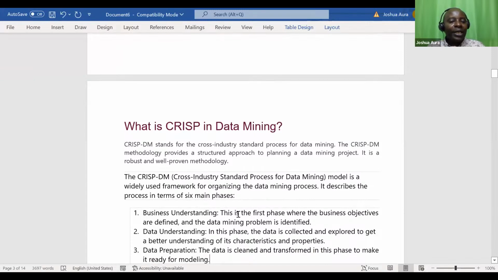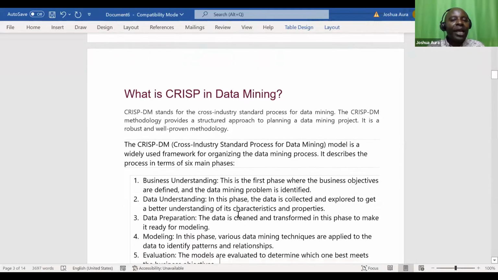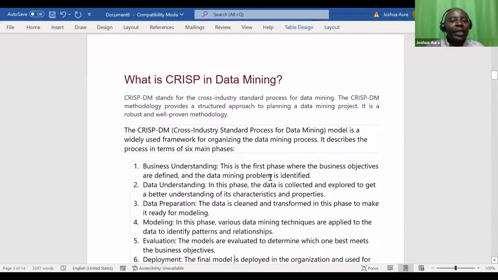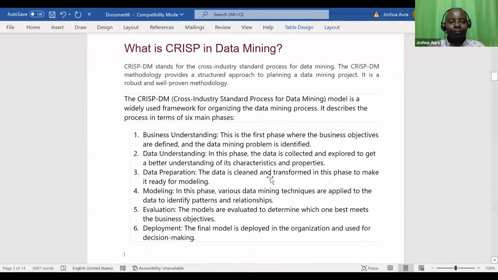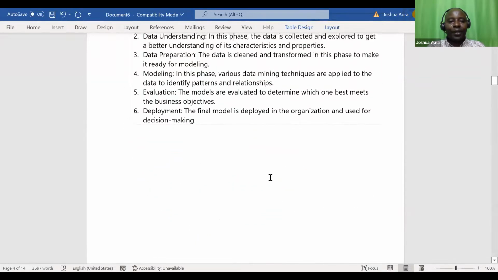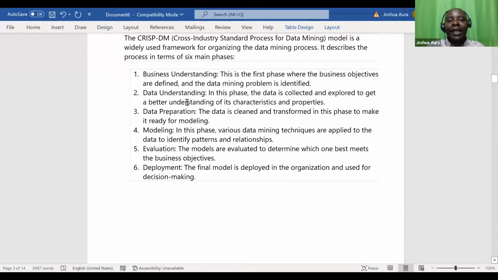The first thing you have to do in any data mining process is business understanding. You must understand the business. This is the first phase where the business objectives are defined and the data mining problem is identified. Number 2, data understanding. In this phase, the data is collected and explored to get a better understanding of its characteristics and properties. So we must understand the data itself. Then we prepare the data. Data preparation: the data is cleaned and transformed in this phase to make it ready for modeling.